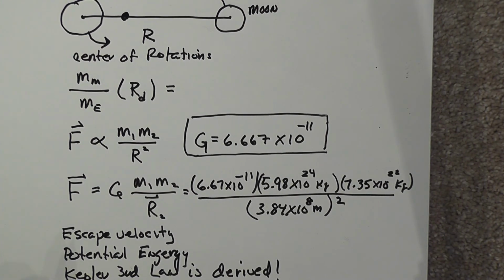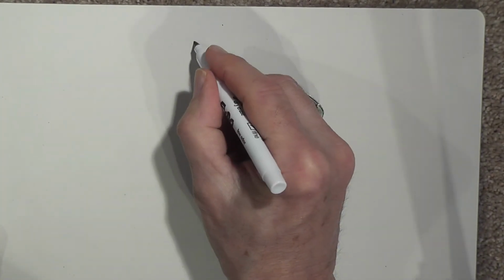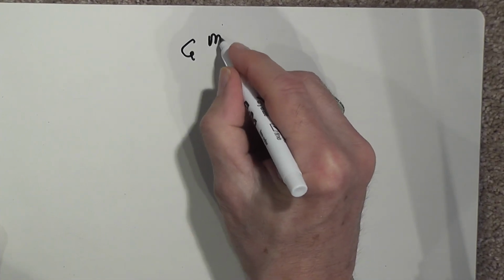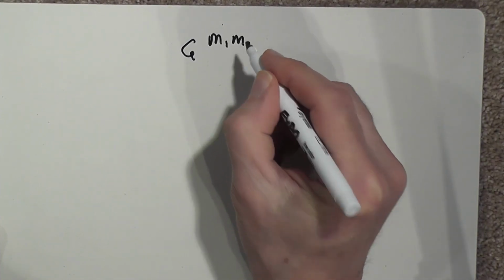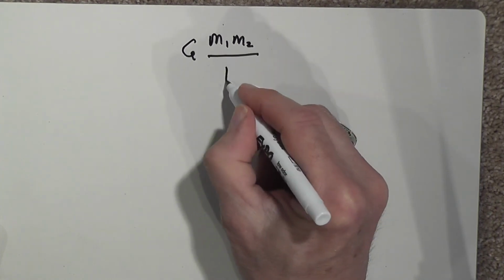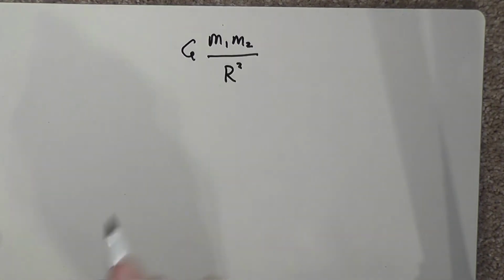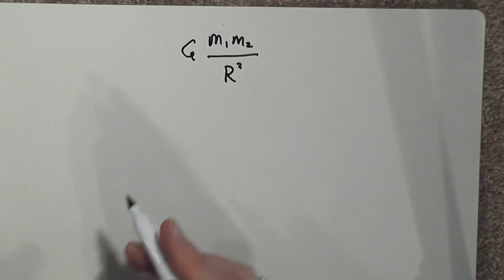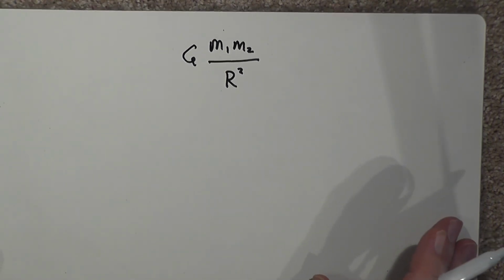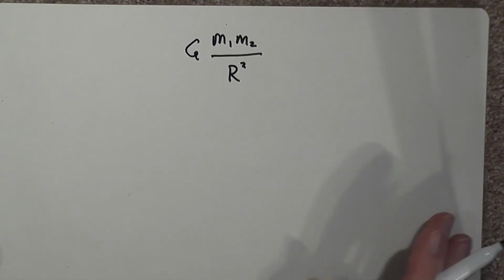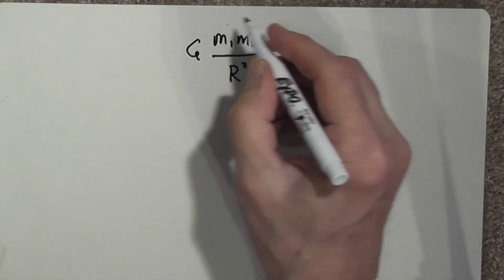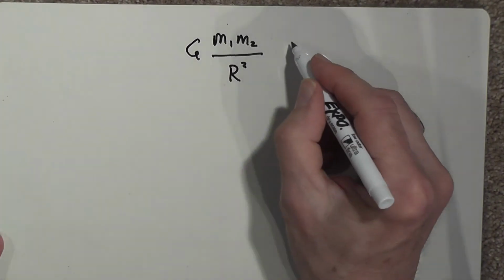Okay, so let's get started with that. The first thing I'm going to do is write down our equation, Newton's equation of gravitation: G, the product of two masses, divided by their distance from the center squared. This is equal to a force. Now, what I'm going to do is potential energy. So this is the gravitational potential energy.